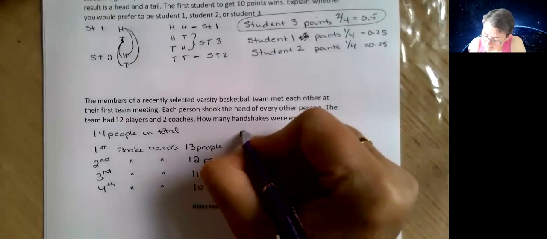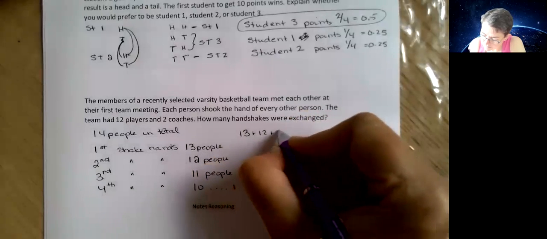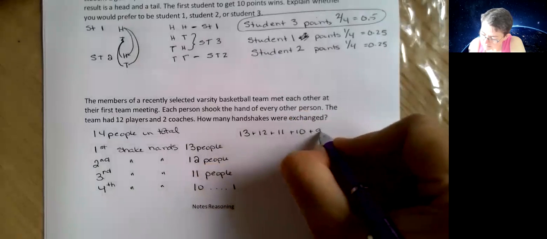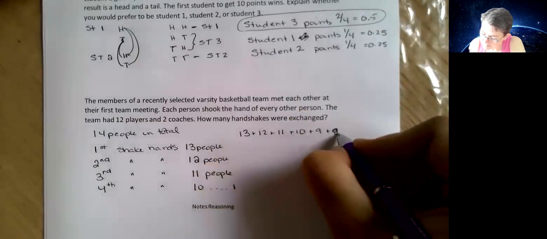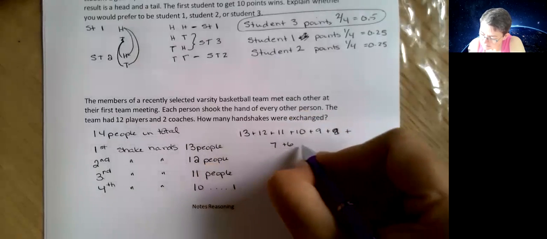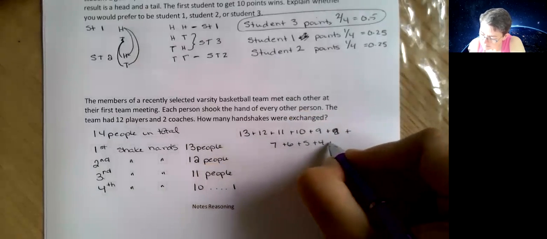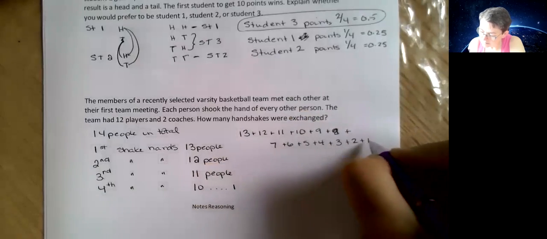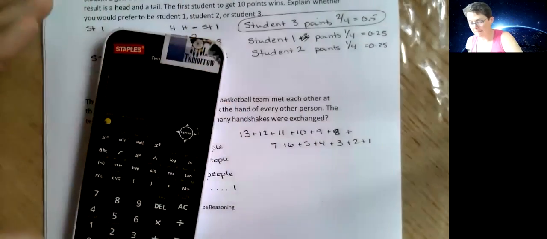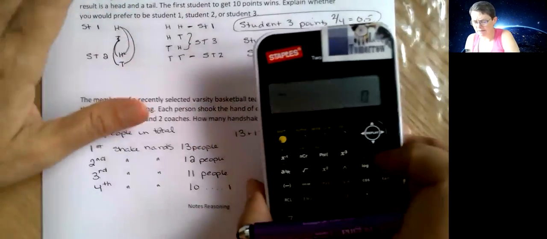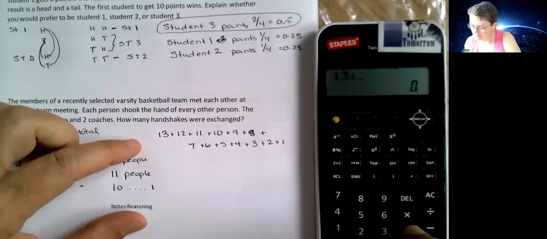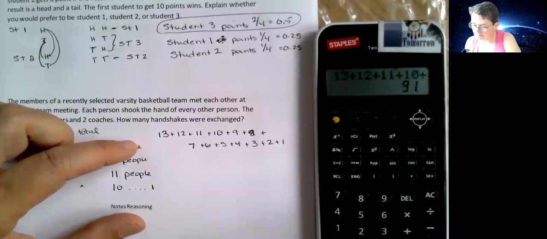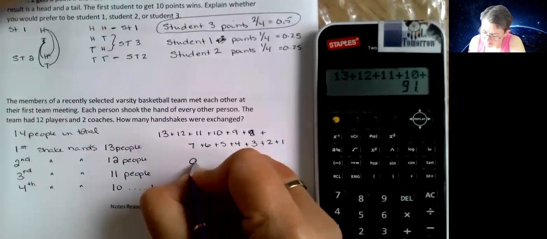So 13 plus 12 plus 11 plus 10, and so on. Let's just add that up. If there was a magic button on my calculator to do that quickly for me, I don't know of it. Boom. 91 handshakes.